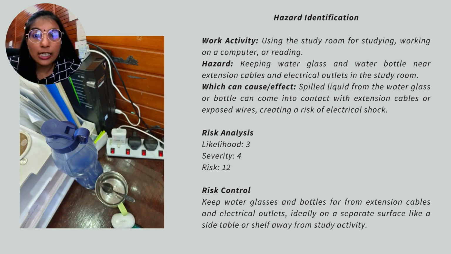Further, the asset will be keeping a water glass or water bottle near extension cables or an electrical outlet in the study room. This can actually affect things, as spilled liquid from the water glass or water bottle can come into contact with an extension cable or exposed wire, creating a risk of electrical shock. The risk will be likelihood 3, severity 4, total risk 12. To control this, keep the water glass and water bottle away from extension cables and electrical outlets, ideally on a separate surface like a side table or shelf away from the study activity.